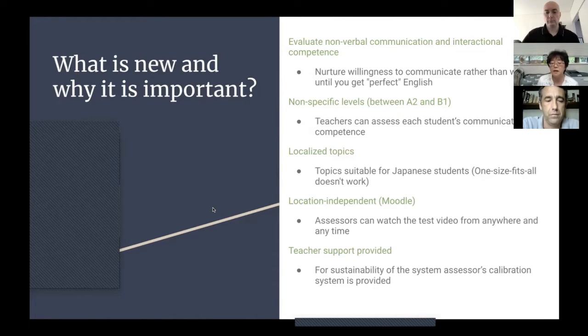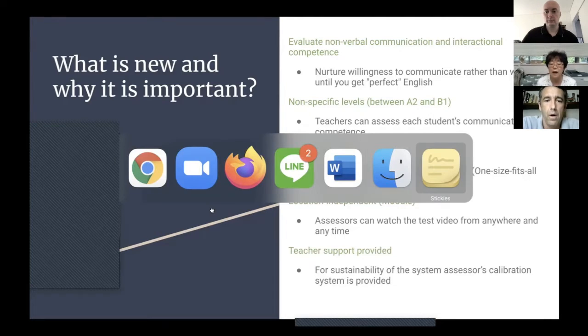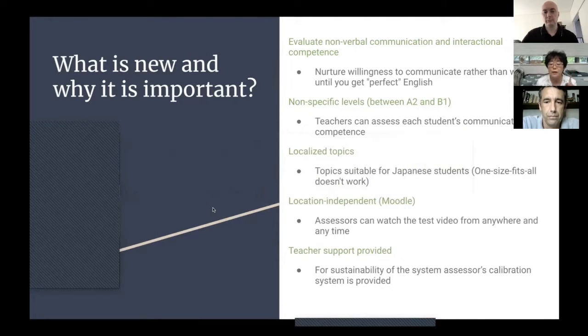The second one is non-specific levels. At the university, we have students between A2 and B1 level. That is the majority, so we are focusing on this level. And localized topics. For internationally well-known speaking tests, they use topics that Japanese students cannot talk about. So we want to relate those topics to the Japanese students so that they can talk about them.